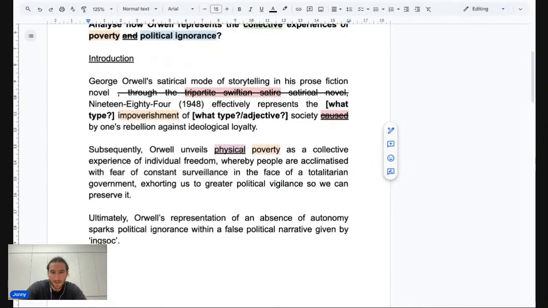Physical poverty, so you're physically impoverished. I guess, even, what does that mean? Because normally when people think of poverty, they think you don't have any money. They think financially poor. Physically poor. Now I'm thinking you don't have certain biological elements, or you don't have physical items, I guess materially poor. It's still not clear to me. That's not a super clear term. "As a collective experience of individual freedom." "A collective experience of individual freedom unveils physical poverty." There's a lot of big terms in there. Again, the idea is just not clear enough for my liking.